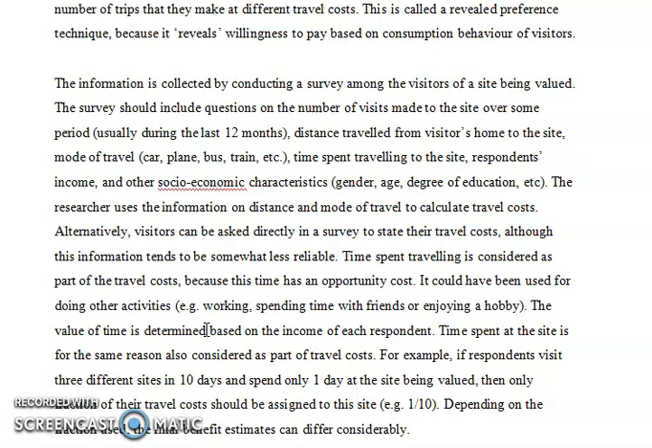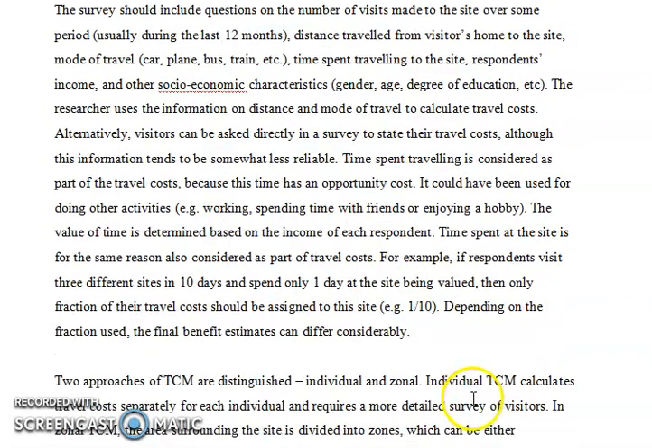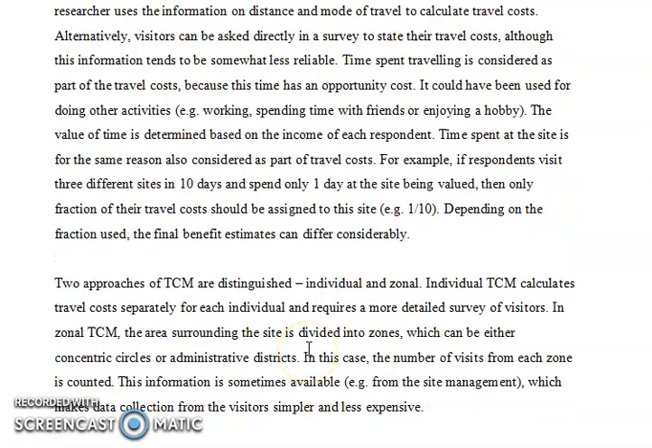Time spent at the site is, for the same reason, also considered as part of travel cost. For example, if respondents visit 3 different sites in 10 days and spend only 1 day at the site being valued, then only a fraction of their travel cost should be assigned to this site, for example 1 by 10. Depending on the fraction used, the final benefit estimate can differ considerably.